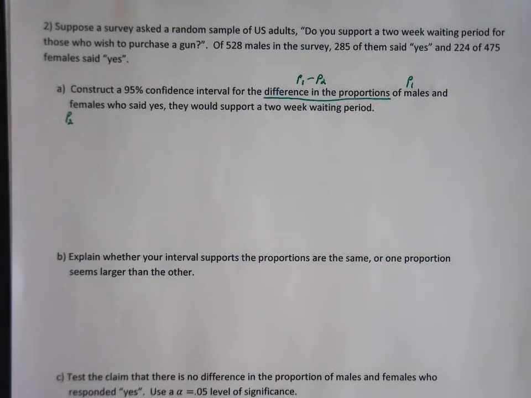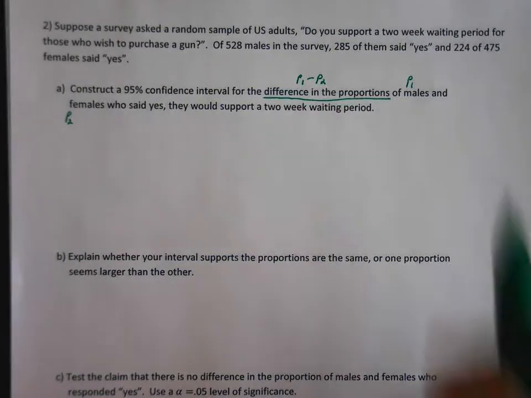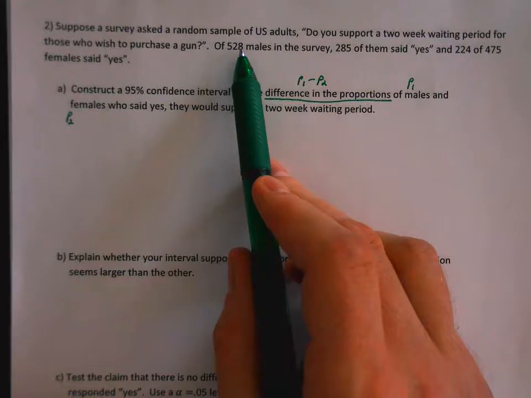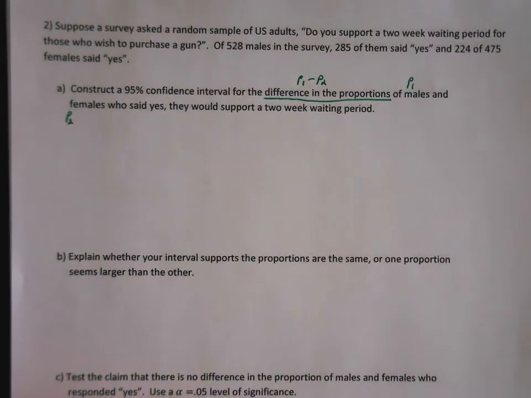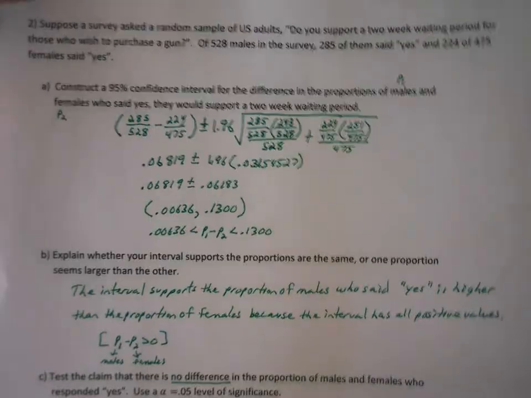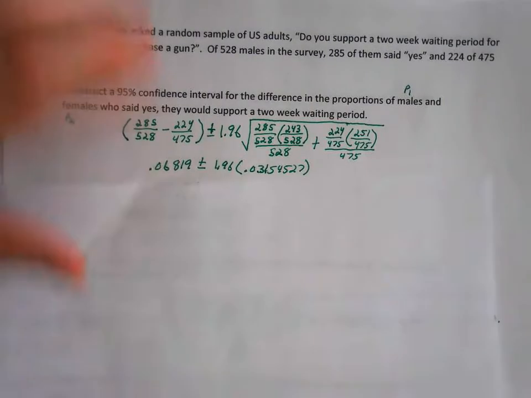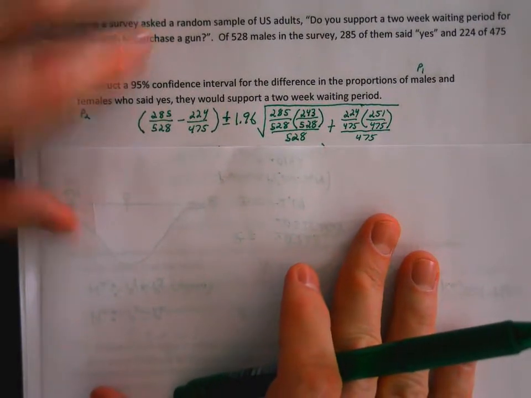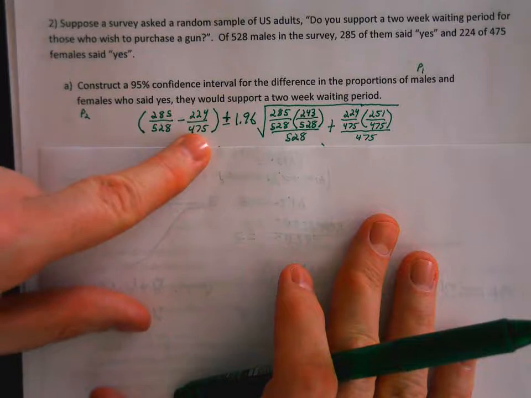When we go through this problem, we're constructing a 95% confidence interval. So that's your P hat 1 minus P hat 2. The number of males who said yes, 285 out of 528. Females, 224 out of 475. I have this all written out just for the sake of time. So we have P hat 1 minus P hat 2.